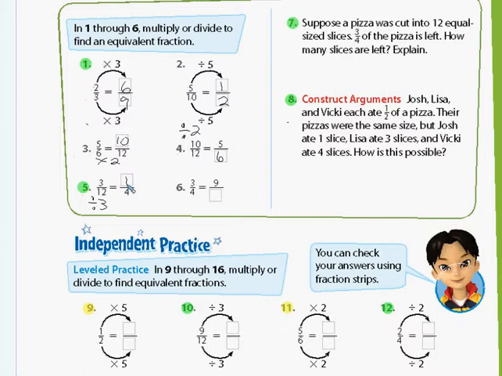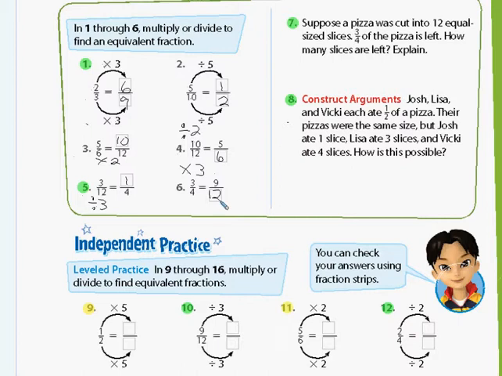Problem number 6. 3/4 is equal to 9 something. So to get from 3 to 9, I'm going to multiply by 3. So 4 times 3 is 12. So 3/4 is equivalent to 9/12.